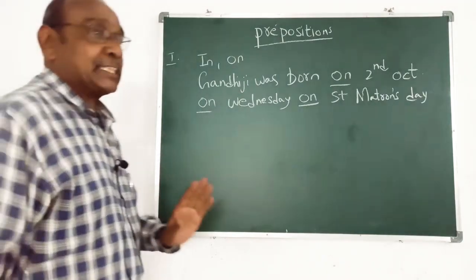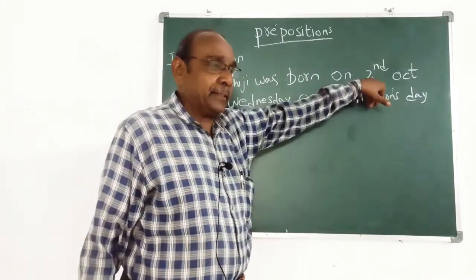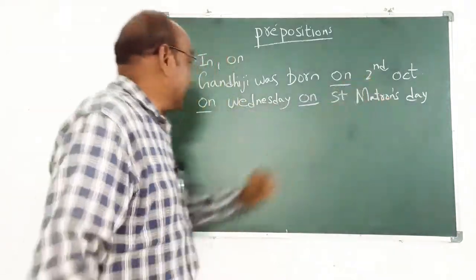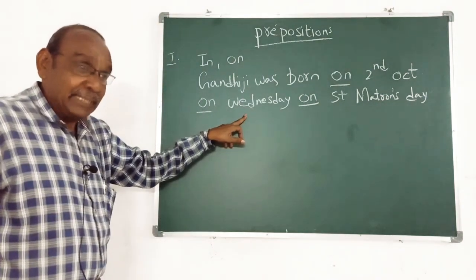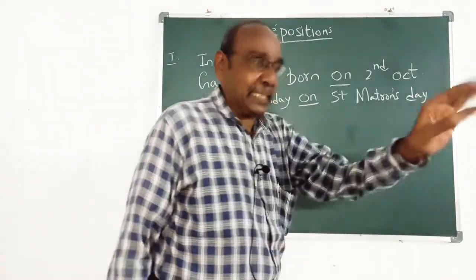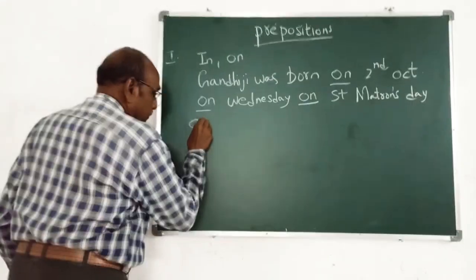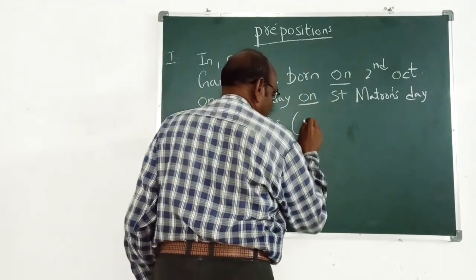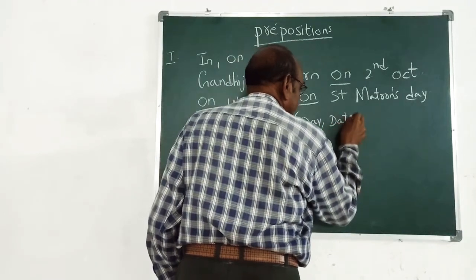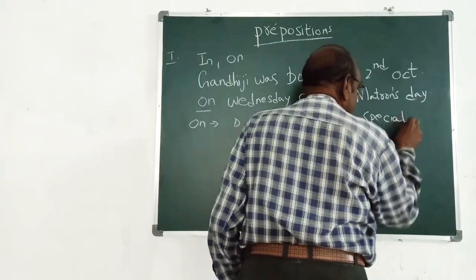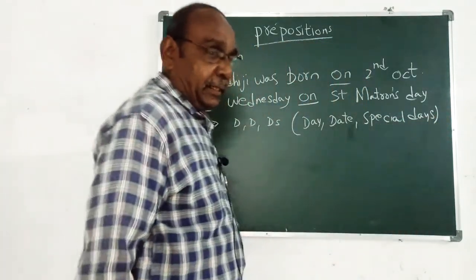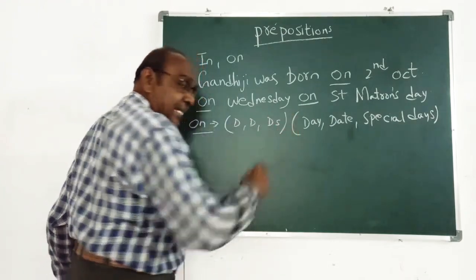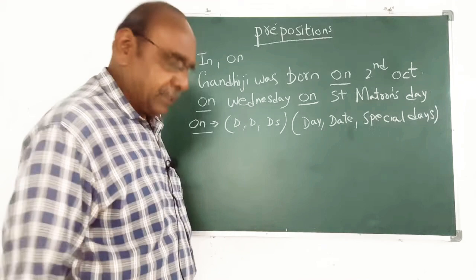Now, first of all, tell me, what is second? October. Second means day. Wednesday? Day. Saint Patron's Day, special day. So, on is used before D, D, S. That means on is used before day, day, and special days. So please remember, on means D-D-S: day, day, and special day.